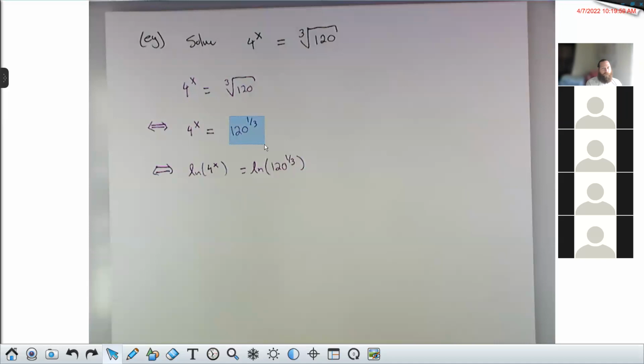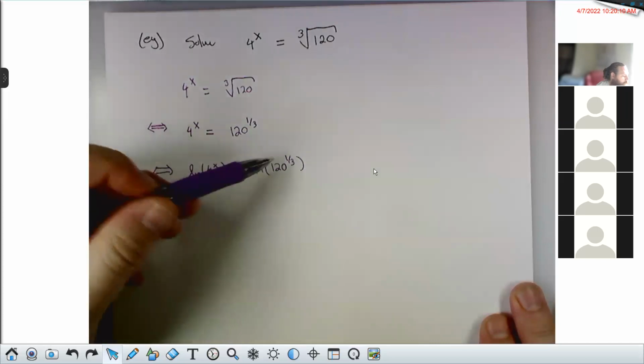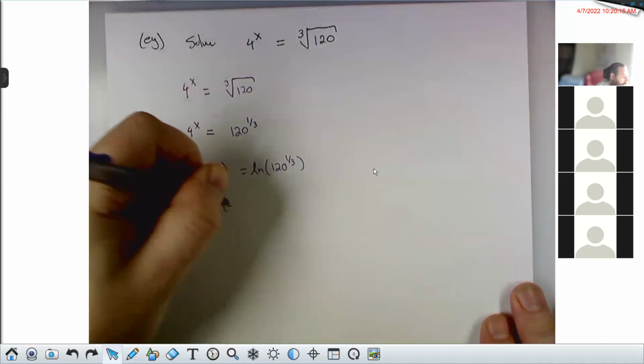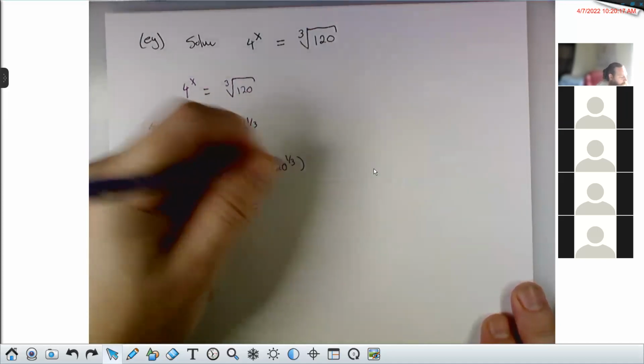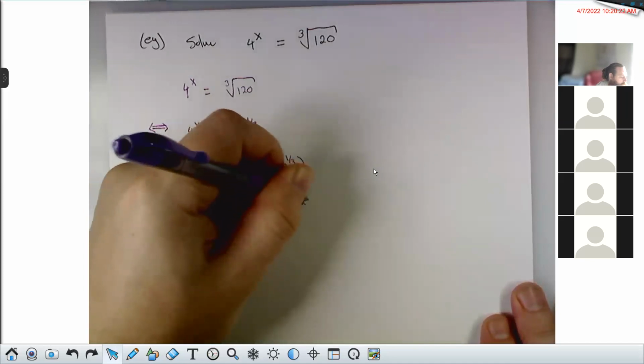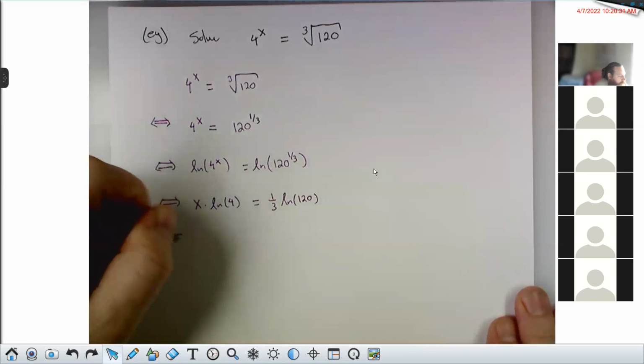The only reason writing this as 120 to the 1/3 is nice is because I can also bring this power down on the right, and that's kind of slick. It makes the answer look prettier, but you don't have to. You could just leave the right-hand side as ln of the cube root of 120 if you want. The big deal, of course, is on the left-hand side, you get x times the ln of 4. Over here, I will bring the 1/3 down because it just looks nice, and that inside will be a regular ln of 120. And then I would divide over by the natural log of 4.